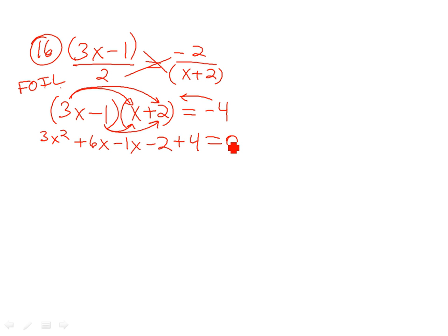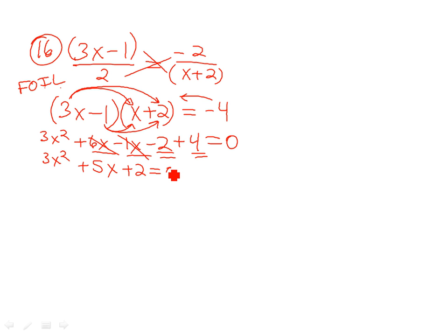What's the next thing? Like terms. 3x squared, is that a like term with anything? No. So it just stays 3x squared. 6x and a -1x give you what? Those are done. A -2 and a +4 give you what?